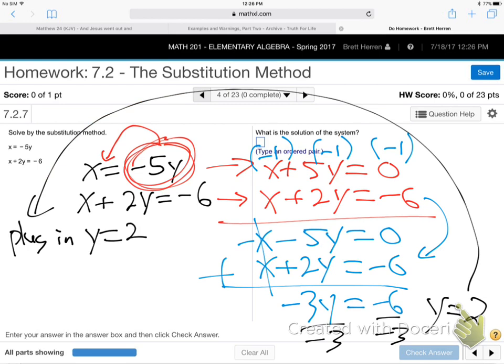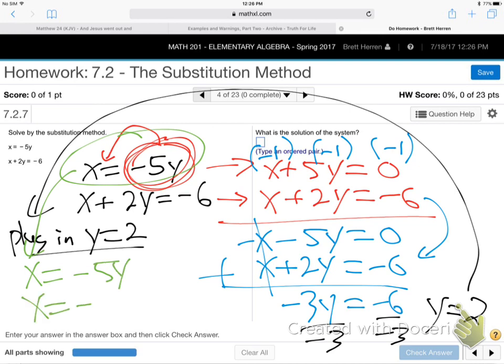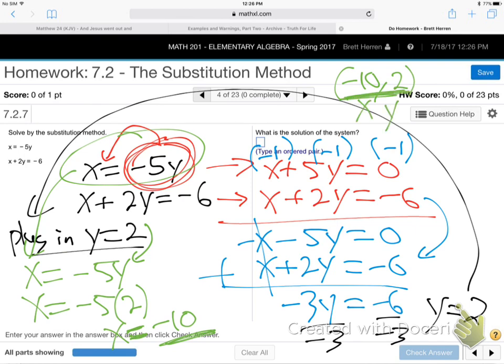Plug in y is 2. Where do you plug in? I'll just grab the top equation. So the top equation right here, bring it down. X equals minus 5y. X equals minus 5. Plug in the 2. X is minus 10. There it is. X is minus 10. We got it. The answer is x, comma, y. X first, then y. Negative 10, comma, 2. There we are.